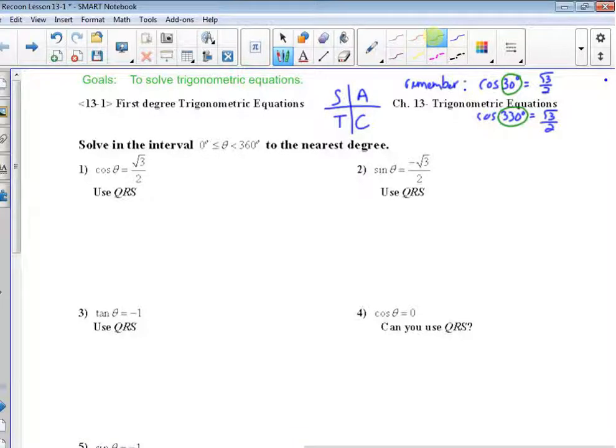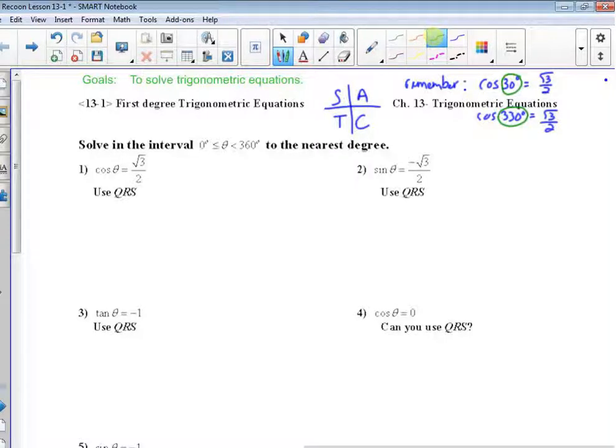Okay? Why are they positive? Because cosine's positive in 1 and 4. The cosine of 210 and the cosine of 150, also with reference angles of 30, would give you negative radical 3 over 2. So let's take a look at the first one.